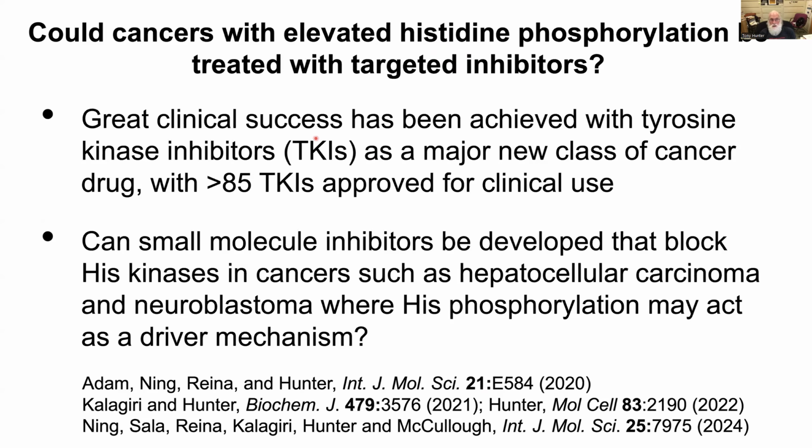There's been huge success in generating tyrosine kinase specific inhibitors, or TKIs, as a major new class of cancer drug, with, as of the beginning of the year, over 85 tyrosine kinase inhibitors approved for clinical use. And so what we hope, or imagine, is that in the future it might be possible to develop small molecule inhibitors that block histidine kinases in cancers such as liver cancer and neuroblastoma, where it might act as a driver mechanism.